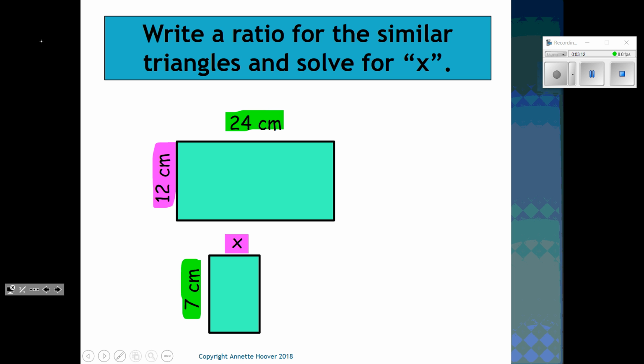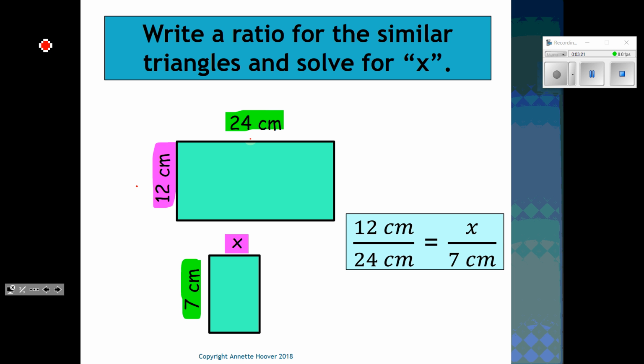Now we want to set up a ratio for the large one. We can either do short side to long side or long side to short side. I chose to do short side to long side. So I have the 12 on top and the 24 on the bottom. So when I set up the ratio for the second one, I need to make sure that I have the short side on top to keep it consistent. So I have x to 7 centimeters.